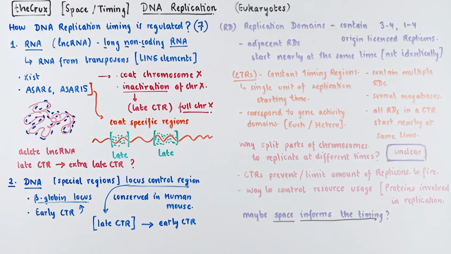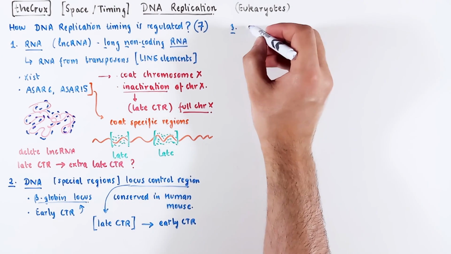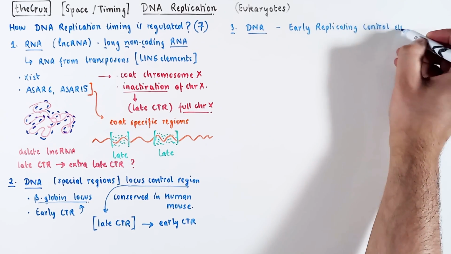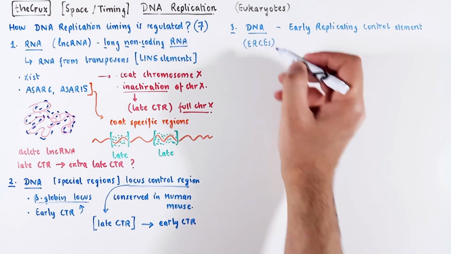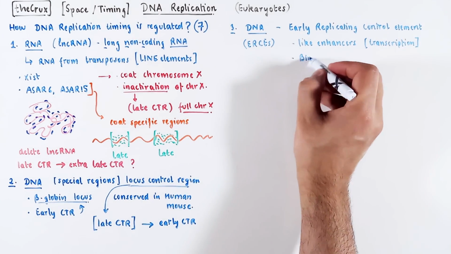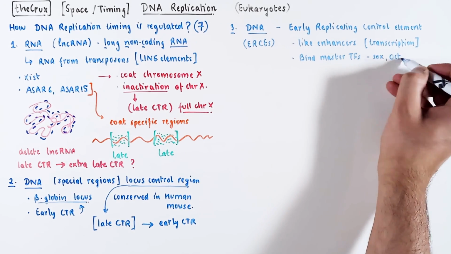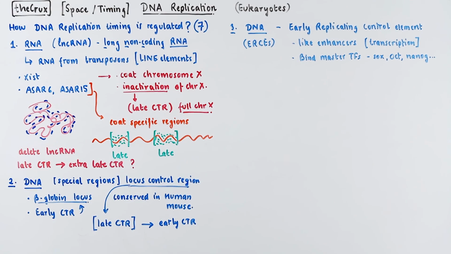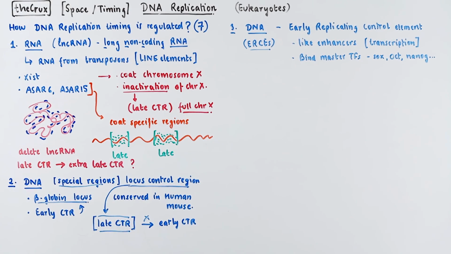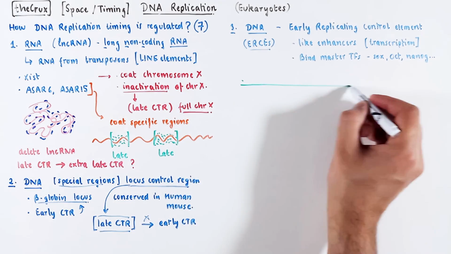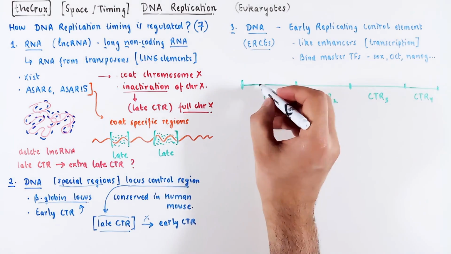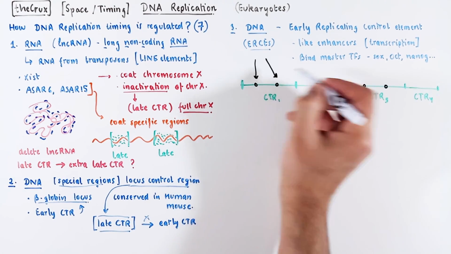Third, which is also DNA, but a more general case called early replicating control elements, or ERCEs. These look like enhancers in transcriptional regulation because they bind a bunch of master transcription factors. And you could say that the locus control region is also an ERCE, but not all ERCEs can convert a late CTR to an early CTR. They're also different from the special case of the beta globin locus in that you need at least 2 ERCEs in a CTR to make it an early CTR.